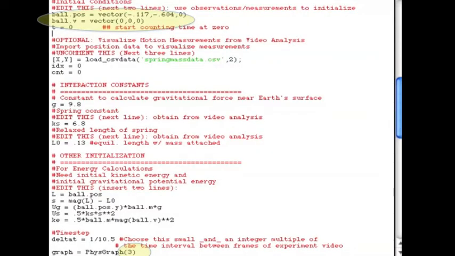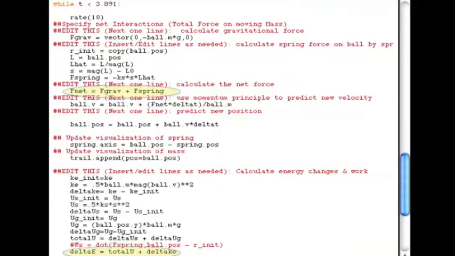So looking at the code, we had to set some initial conditions, and this includes the position of the ball taken from the tracker data and the initial velocity, which is 0. We had to set the spring constant and find L naught, and then also set what the gravitational potential, spring potential, and kinetic energy would be. This is our time step. And then we had to set the parameters of the graph depending on if it was an energy graph or if it was a position graph.